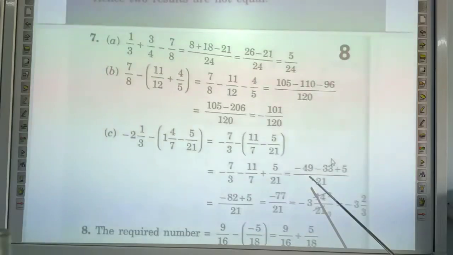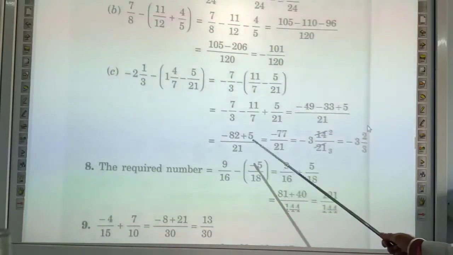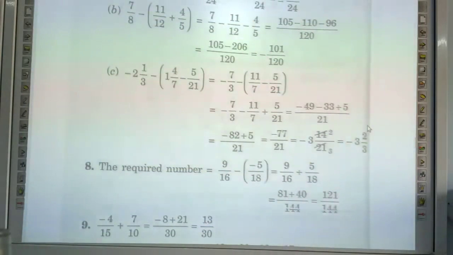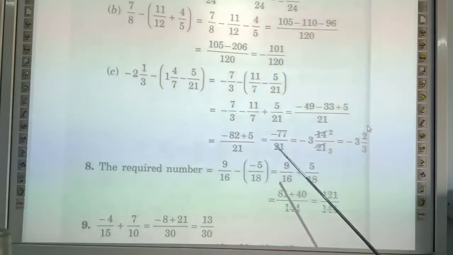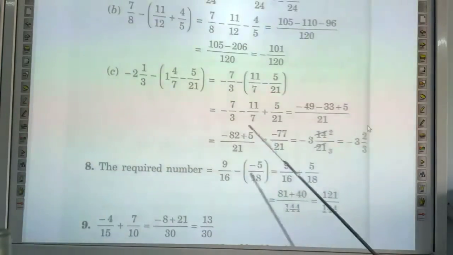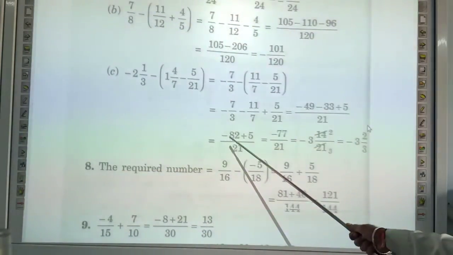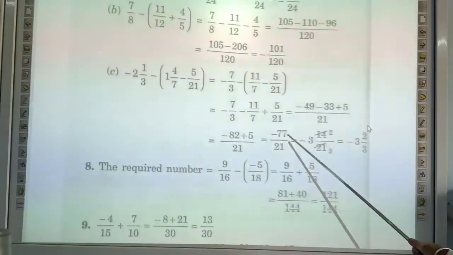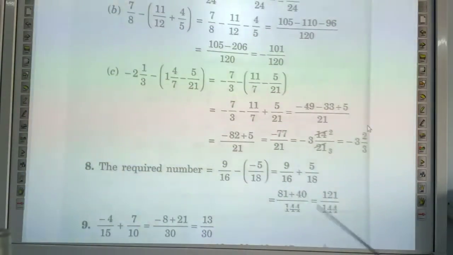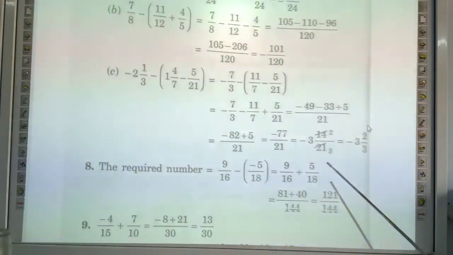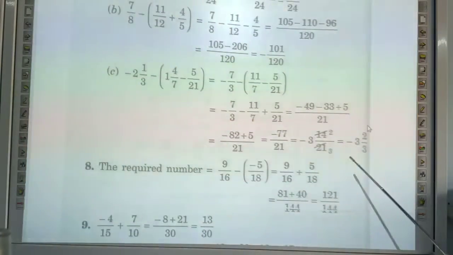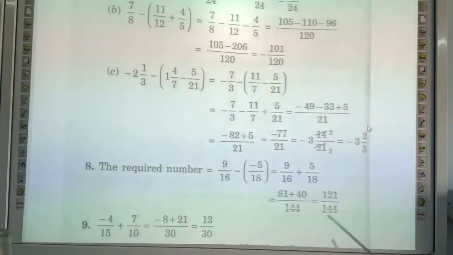So we have minus 49 minus 33 plus 5 upon 21, and then it is further simplified, minus 82 plus 5 upon 21. Minus 49 and minus 33, when added, that is minus 82. Minus 82 plus 5, their difference is 77, but we have to put the sign of the larger number, so it will be minus 77 upon 21. And then as a mixed fraction, minus 3, 14 upon 21, then it is cancelled by 7, 7 3s are 21, and finally we have minus 3, 2 upon 3.